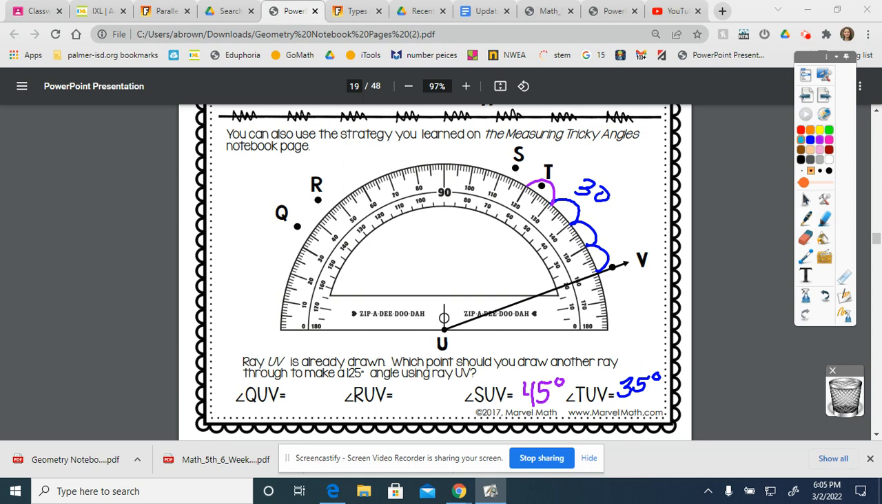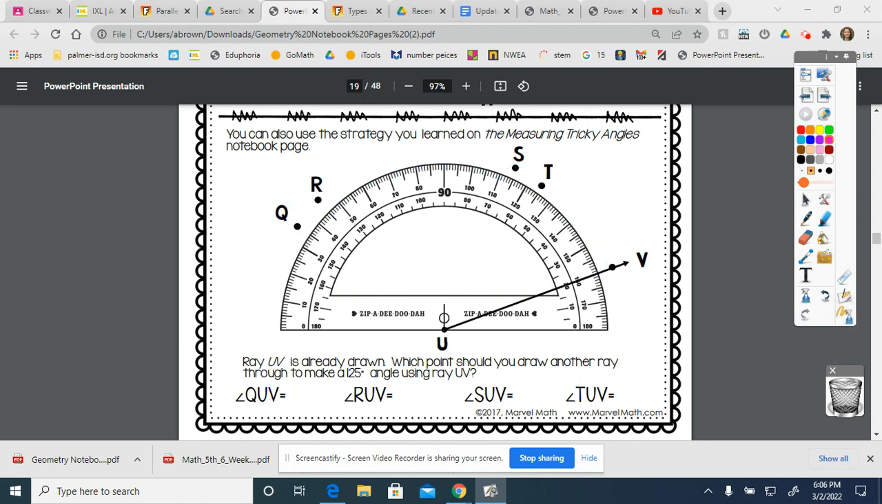Okay. And then I'm going to keep going. So we're at 40 there. 50, 60, 70, 80, 90, 100, 110, and then another 5. So RUV was, excuse me, 115 degrees. And then the one that we should have our ray through is Q, and that was our 125-degree angle. Okay?